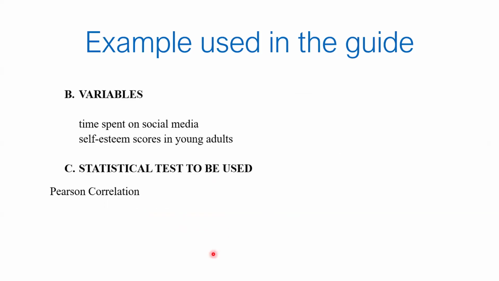So identify the variables as what we've indicated: the time spent on social media and self-esteem scores in young adults. Now, we have to be careful. We don't have an independent and dependent variable, although your study design might have that specification. For the Pearson correlation, it's not a cause and effect relationship. That means we don't have an independent and dependent variable.